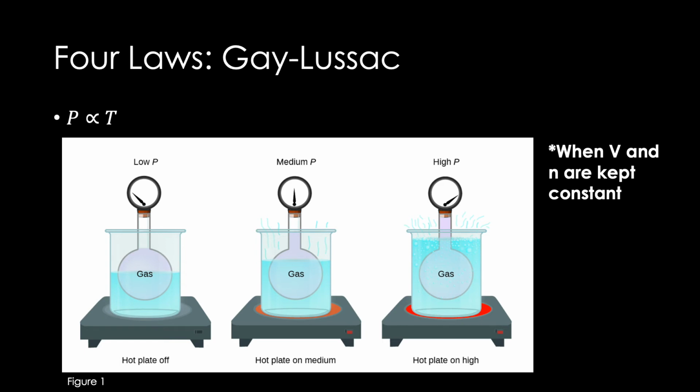This is the first of the individual gas laws. The Gay-Lussac law states that pressure is directly proportional to temperature when volume and number of moles are kept constant. In other words, if you have a fixed volume container with a constant amount of gas, if you increase the temperature of that container, the pressure will increase.